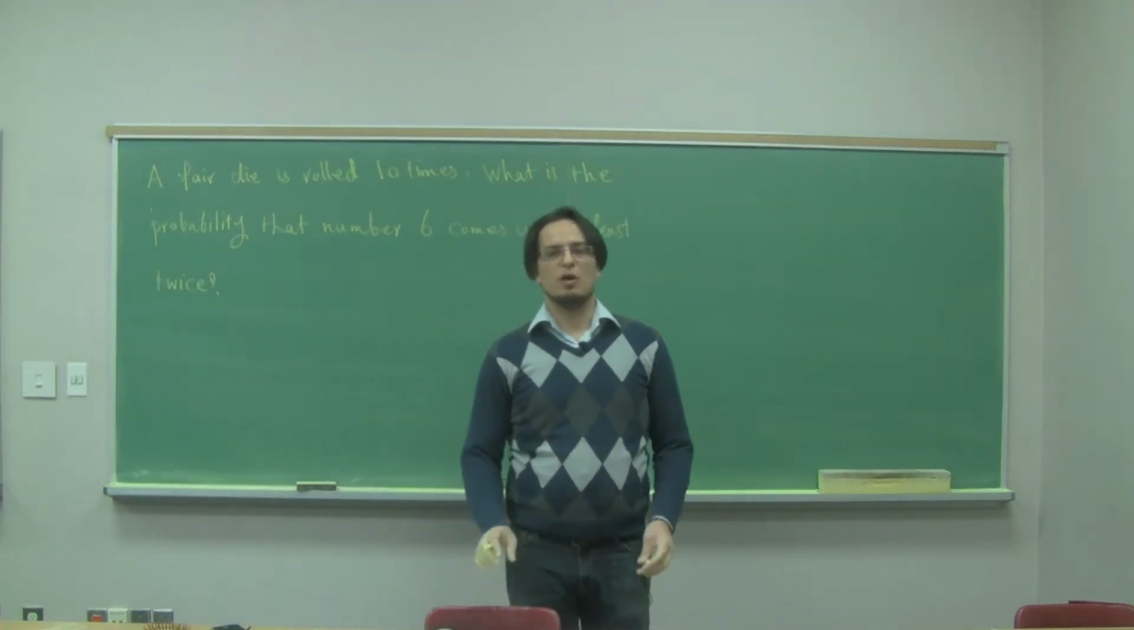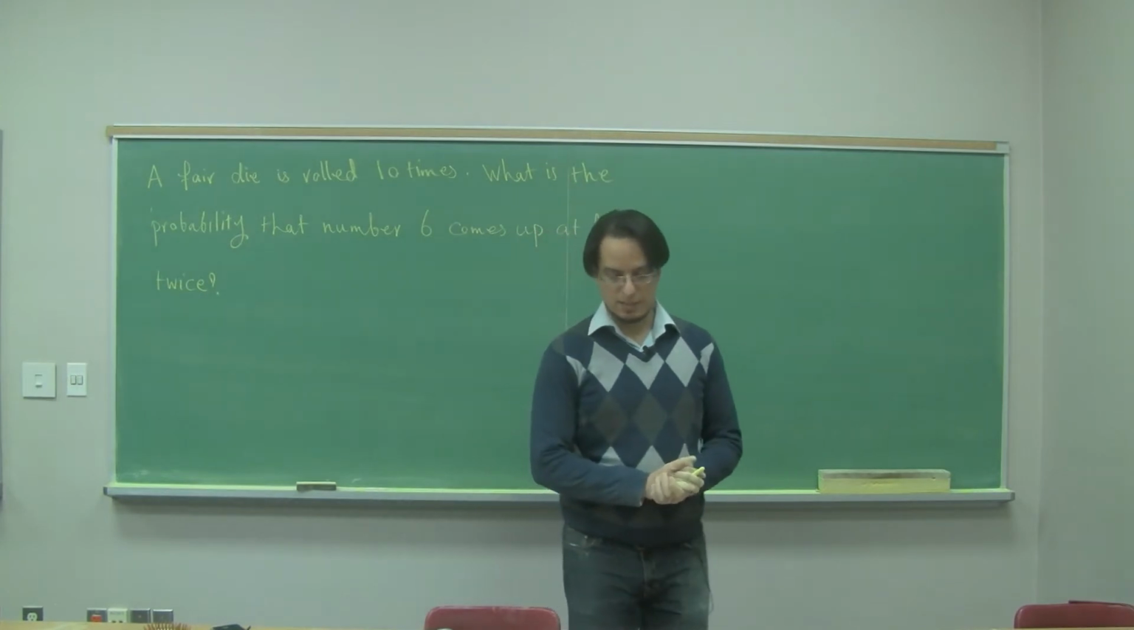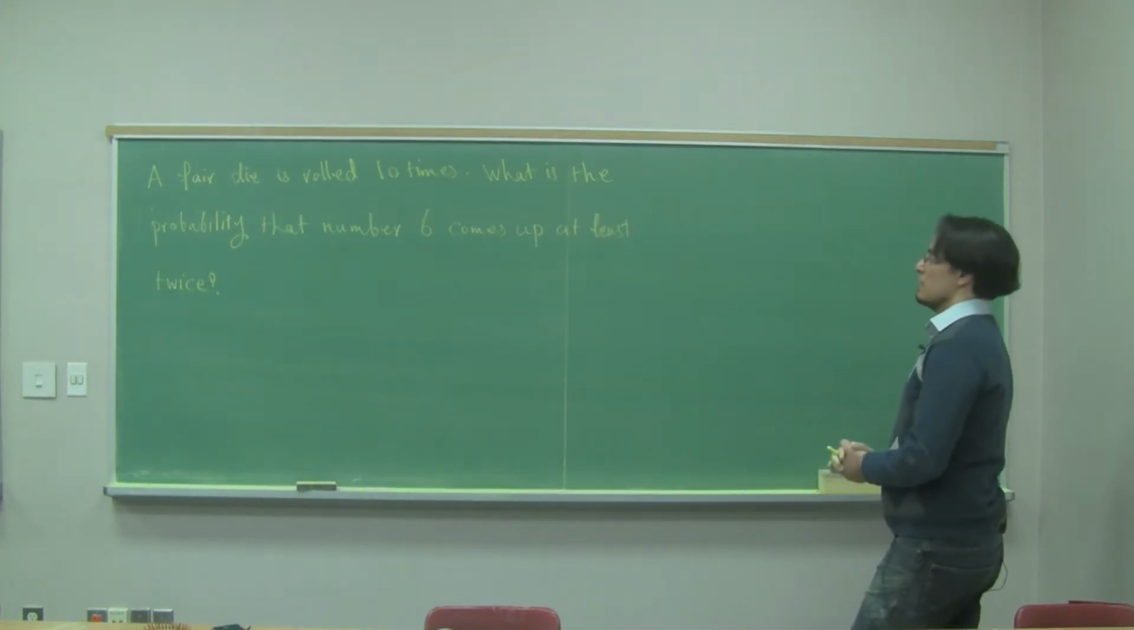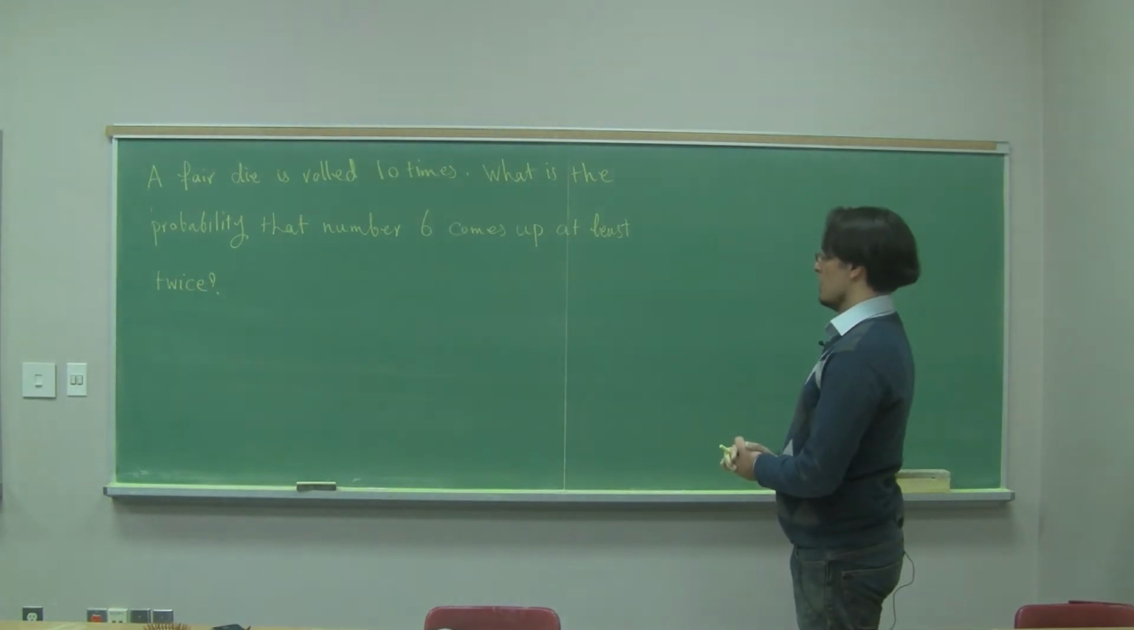Hello, in this video I'm going to solve an example for Bernoulli trials. Let's see what is the question. The question says a fair die is rolled 10 times. What is the probability that number 6 comes up at least twice?